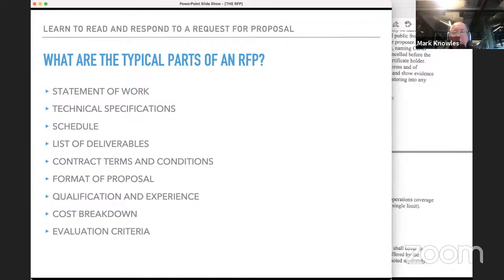You also will see the format of the proposal. Here they're going to tell you how they want you to respond so that they can at least keep a sort of apples-to-apples comparison with the types of information that they're seeking. They will always ask you for your qualifications and experience. So have that ready to go. And we're going to talk about the key parts of that and making sure you can represent yourself in a good way.